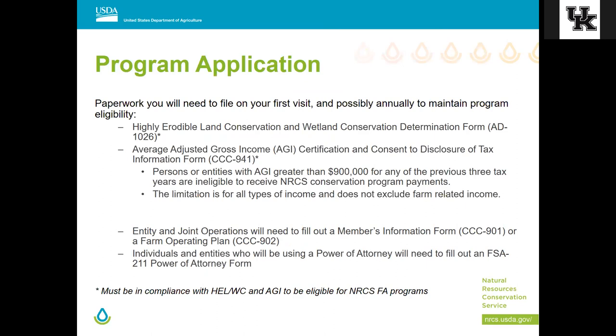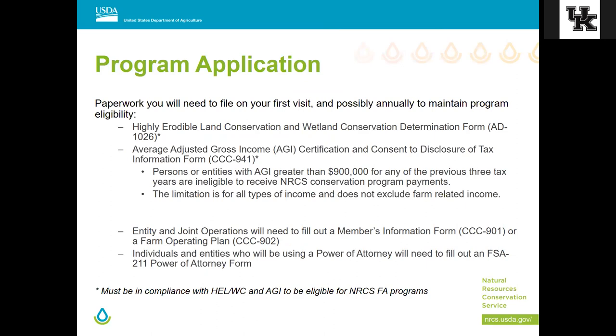And then on the bottom there, if you're operating as an entity, then there is other paperwork that you need to bring in. For power of attorney, we don't allow spouses to sign for each other without a power of attorney. So if you're going to have a spouse come in and sign for you for a payment or for a contract document, you'll need to fill out a Farm Service Agency power of attorney form. A little note in the footnote on the bottom there: you must be in compliance with those first two things, the highly erodible land and wetland conservation part, and the adjusted gross income, in order to participate in NRCS programs.